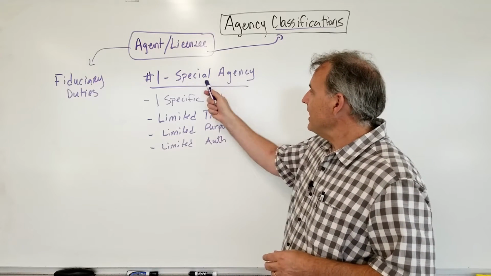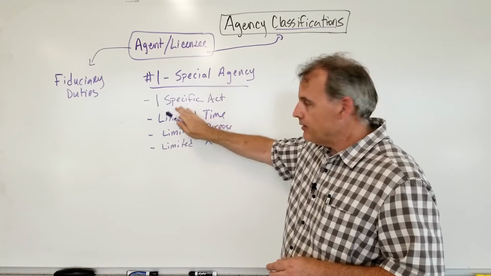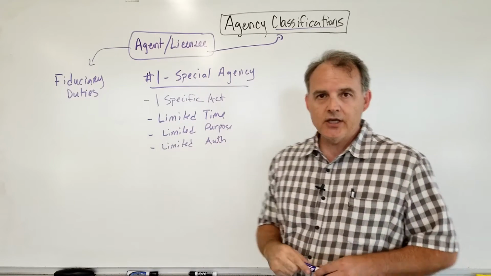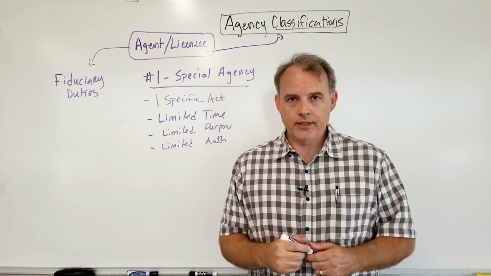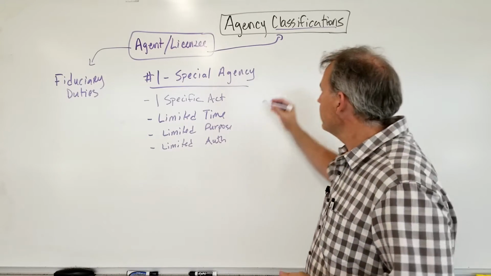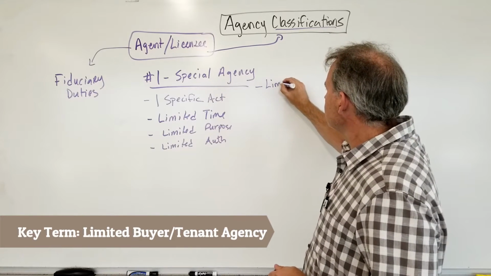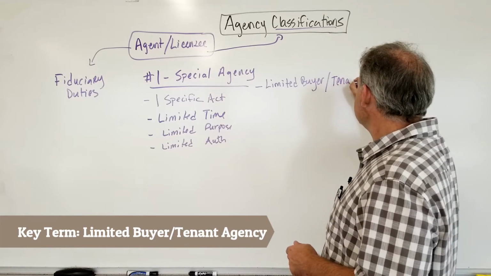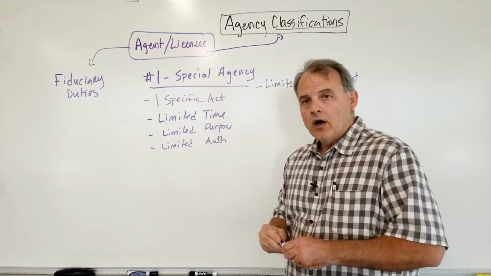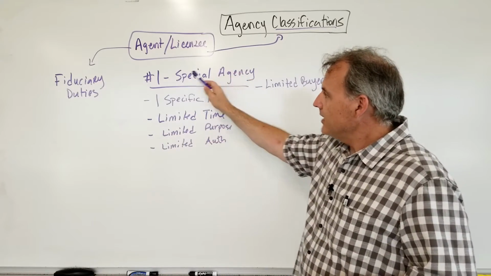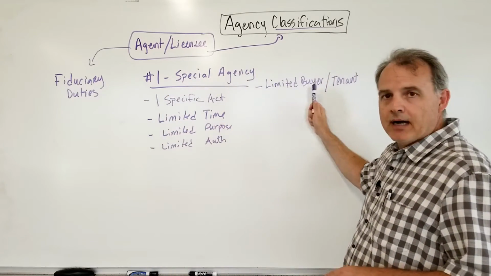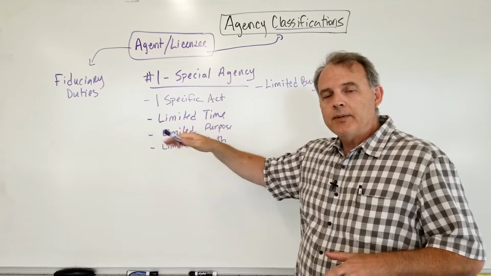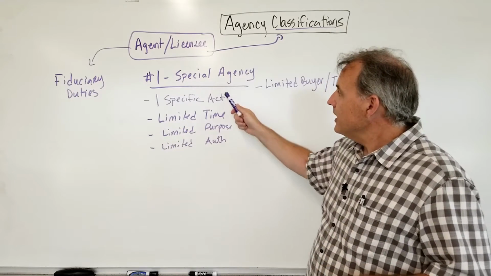So special agency is for one specific action. It's for a limited time, limited purpose, and limited authority. That's the first classification. Now, there are some subcategories of special agency. The first one is what we call limited buyer's agency, or limited tenant agency if I'm representing a tenant. All the same rules apply. I still owe all the fiduciary duties to my buyer or my tenant, and the type of agency between me, the licensee, and that buyer is special agency.